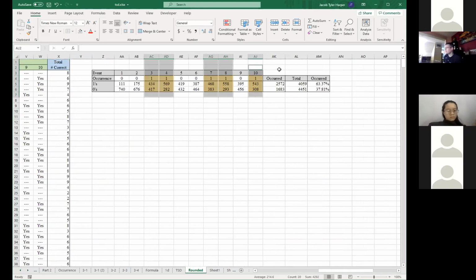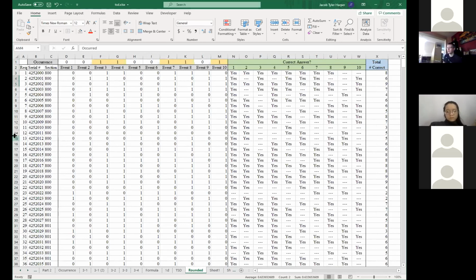So for example, of all the ones that occurred, there's 4,000 of them, 2,500 of them happen to be in those 5 columns. And so of all 4,000 ones that people guessed, 63% of them were essentially correct. They were where they were supposed to be. And that's how we can answer that last question in part 3.